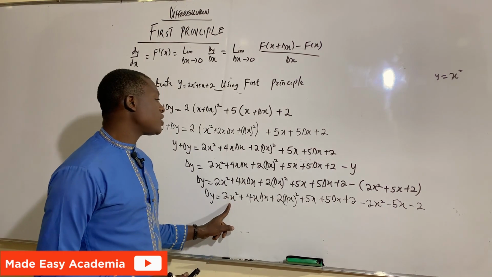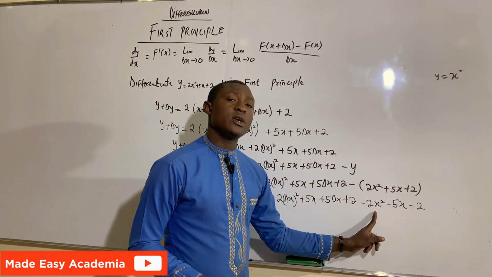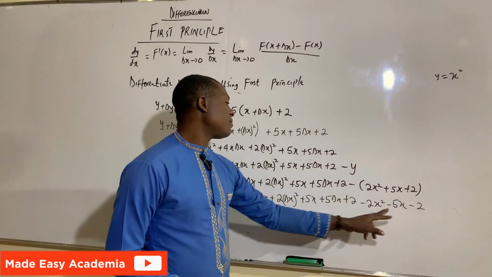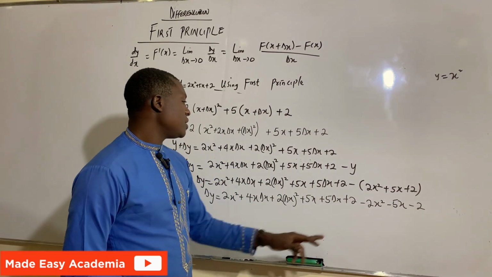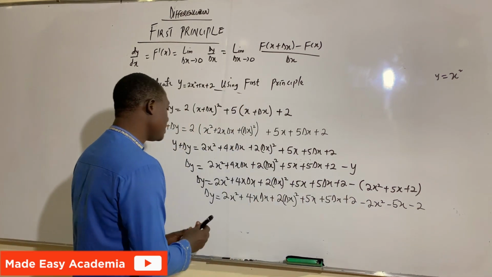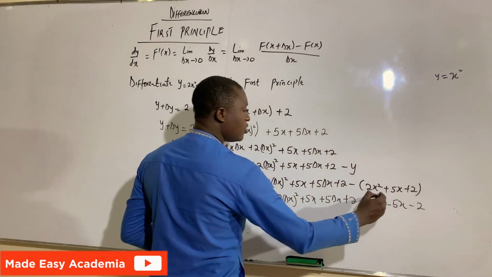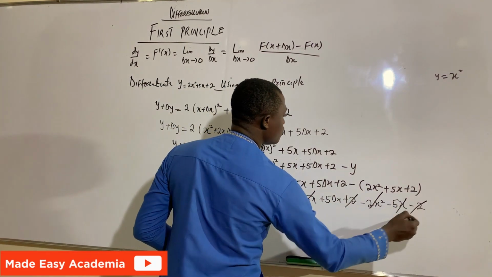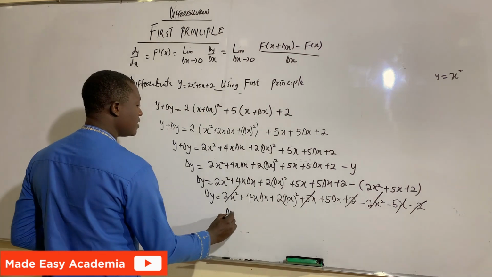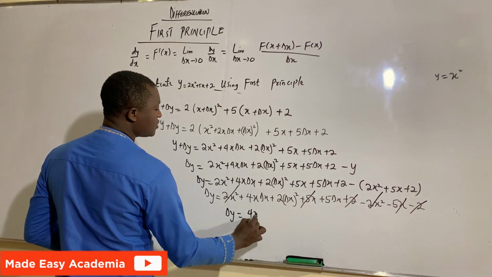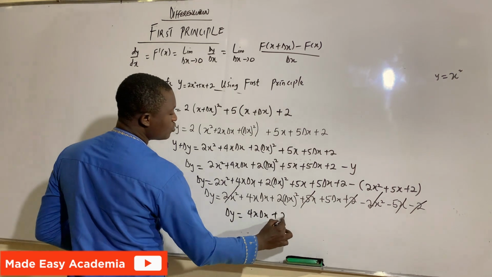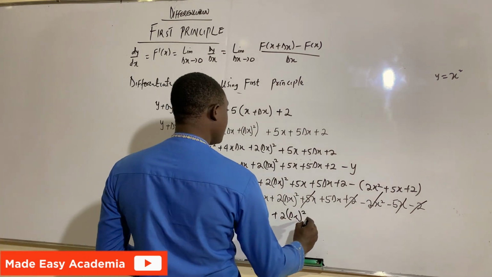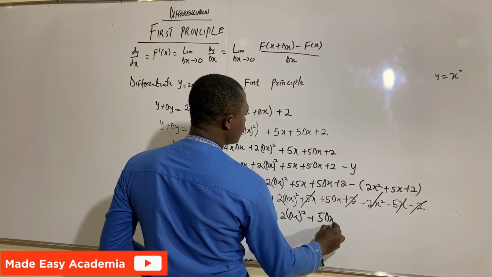So now, 2x squared minus 2x squared, you see, they will eliminate each other. Then 5x minus 5x, we also cancel. Then plus 2 minus 2, we also cancel. So meaning 2x squared can cancel 2x squared here, 5x can cancel 5x, then plus 2 can cancel minus 2. So what we have left now is change in y is equal to 4x change in x plus 2 change in x all squared plus 5 change in x.